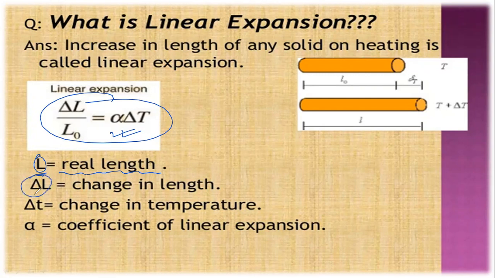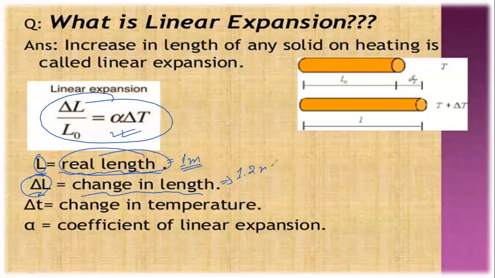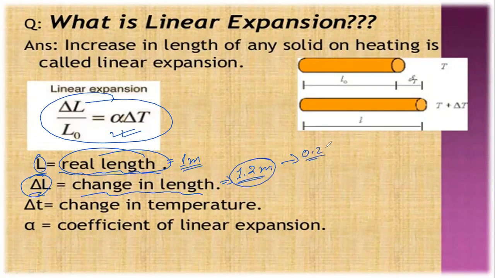Over here, this delta L is showing the change in the length. So suppose, for example, earlier or in the previous condition, we had taken the length as 1 meter of the rod, and later on we found that the length has been changed to 1.2 meter. So over here, the change in the length would be 0.2 meters. So that is the change in the length which we have to see. Then the delta T is representing the change in the temperature. So what does this mean?